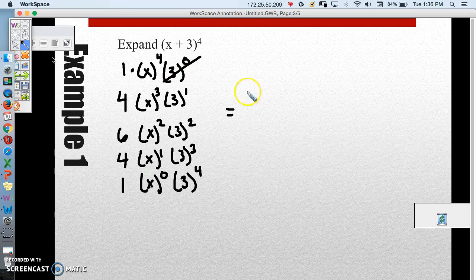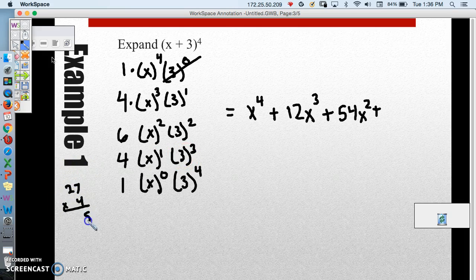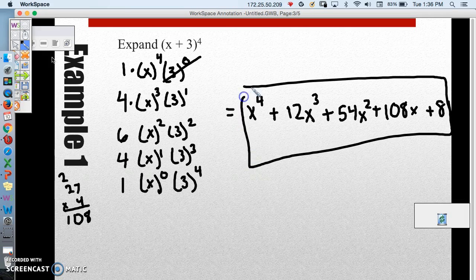So 3 to the 0 is 1, so this is x to the 4th, plus, let's see, 4 times 3, so 12x cubed, plus 6 times 9, 54x squared, plus, what would that be there, 27 times 4, 108x, plus 3 to the 4th, which is 81. So here is that expansion.